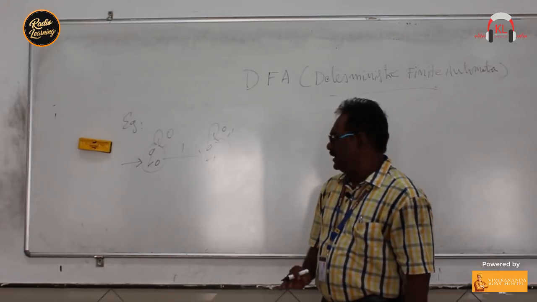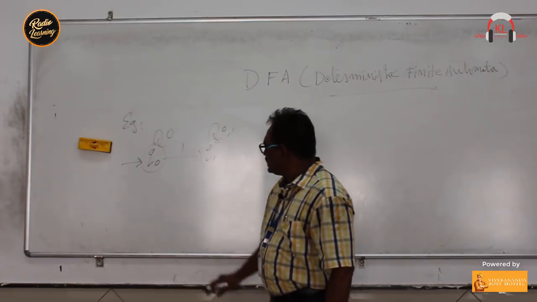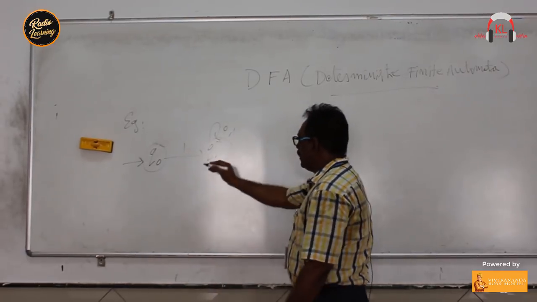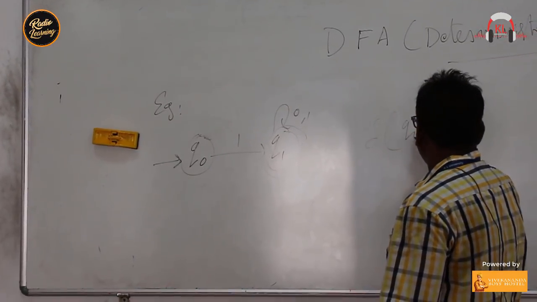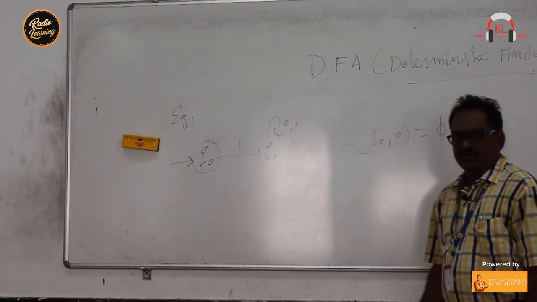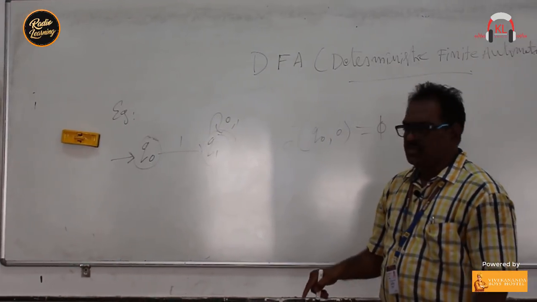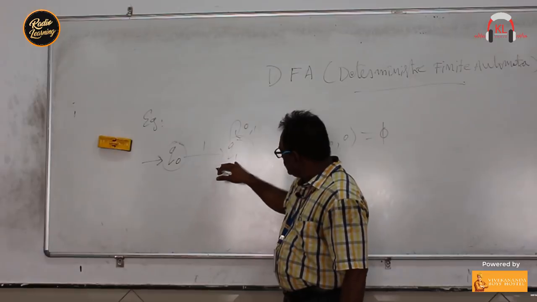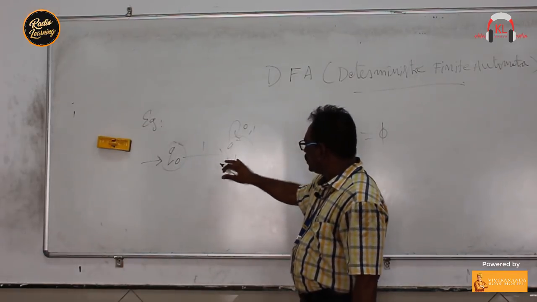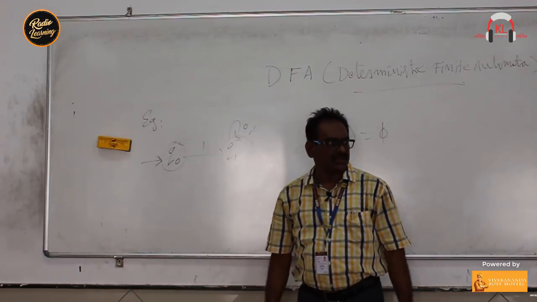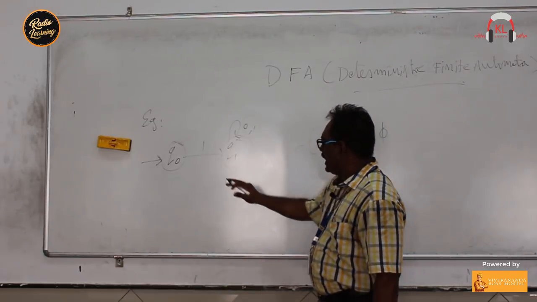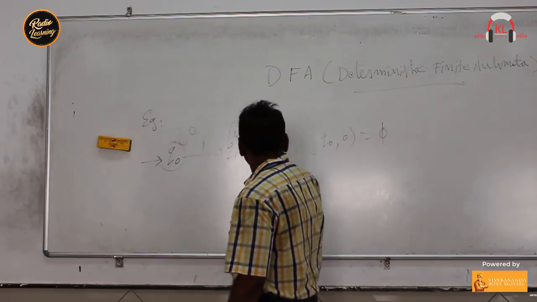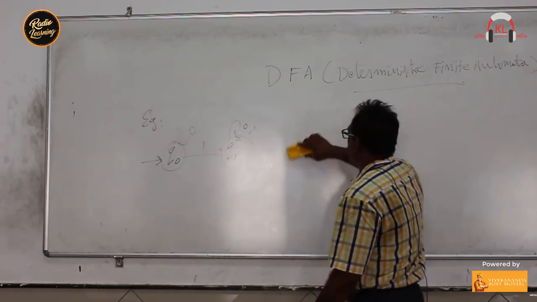Next, the fourth property is that no state should be empty. For example, if you take this diagram, what is the transition of Q naught on 0? There is no transition, and it should not be like that. Every state should have one transition for one input. In this diagram, Q naught on 1 has a transition, moving from Q naught to Q1, but for the input 0 there is no transition. That's why it is not allowed. So these are the DFA properties.